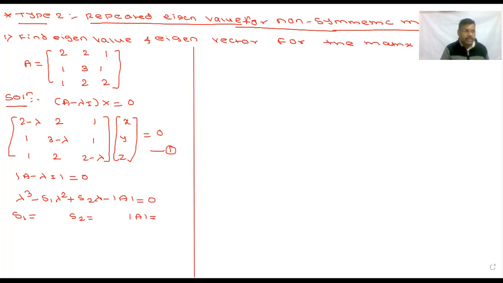Okay, tell me one by one. What is S1? S1 is nothing but the trace of A, which is 2 plus 3 plus 2, that is 7. S2 is 11. And determinant of A is 5. So from that equation, by using calculator, go to the calculator.